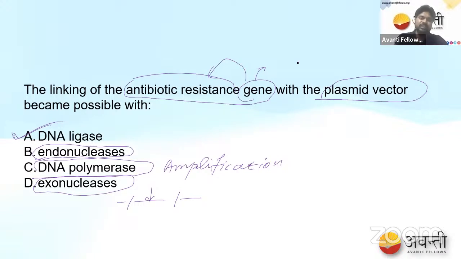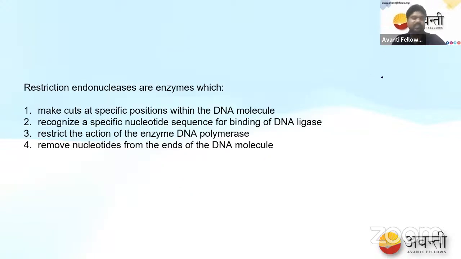चलो मूविंग टुवर्ड द नेक्स्ट, दिस इज द लास्ट क्वेश्चन ऑफ आवर सेशन, today's session. Restriction endonucleases are enzymes which, restriction endonuclease हम किसके लिए यूज करते हैं, अगेन इट्स अ सिंपल क्वेश्चन। ऑप्शन ए है, दैट इज मेक कट अ स्पेसिफिक पोजीशन विद इन डीएनए मॉलिक्यूल। नेक्स्ट इज द ऑप्शन बी, रिकॉग्नाइज स्पेसिफिक न्यूक्लियोटाइड सीक्वेंस फॉर द बाइंडिंग ऑफ डीएनए लाइगेज। ऑप्शन सी है restriction the action of enzyme DNA polymerase. Next option D, that is remove nucleotide from the end of DNA molecule.